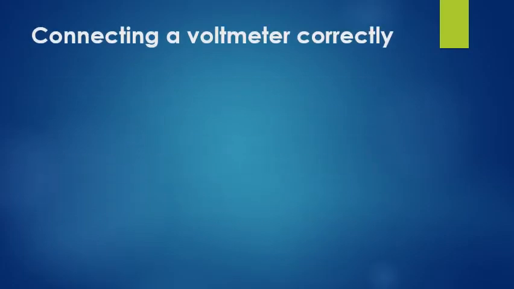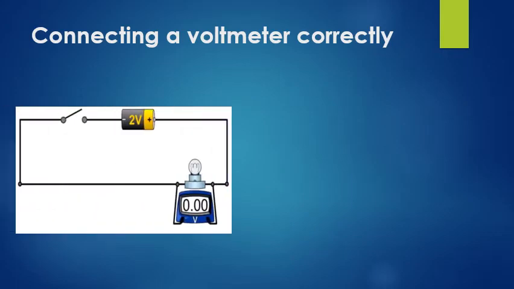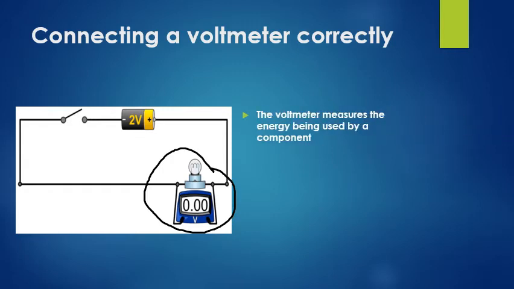Now, how do we connect a voltmeter into a circuit to measure our voltage? Well, here's a circuit with a 2-volt battery, a switch, a light globe, and a voltmeter. Notice how the voltmeter is connected across the component, or more correctly, in parallel to the component. So the voltmeter measures the energy being used up as the electrons travel through a component in a circuit. It must be connected across, or more correctly, in parallel to a component.